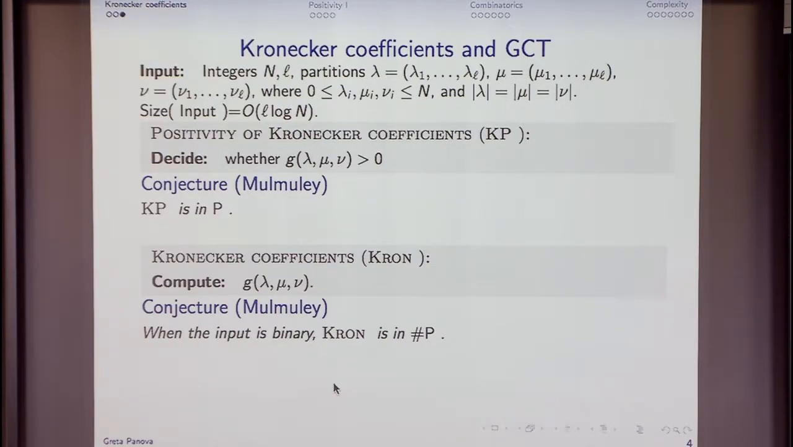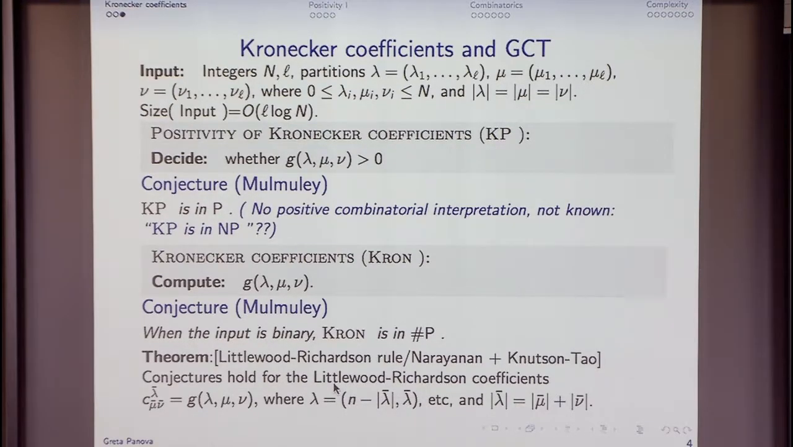This is in binary, but actually, you can ask the same questions even if the input was in unary, and it is more or less the same lack of answer. So here are the conjectures that are part of GCT. First, that the decision problem, whether the Kronecker coefficient is non-zero, is in polynomial time. And computing the Kronecker coefficient is conjectured to be in #P. So what is the state of the art of these conjectures? Well, first of all, we don't even know whether the decision problem is in NP, because of the lack of any kind of combinatorial interpretation.